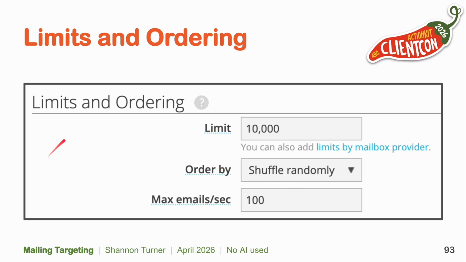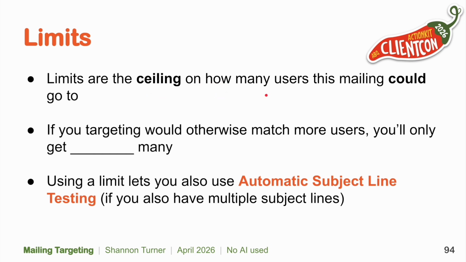Next up is the limits and ordering section. This is towards the bottom of the targeting screen. Limit allows you to say, I don't care how many people this targeting would match. This mailing can only go to a maximum, a limit of this many people. And you can use a comma in this field to make it easier to count how many zeros you have. In other words, a limit sets the ceiling. If your mailing would target to fewer people, your limit's not going to do anything. But if your mailing could target to more people, it will stop.